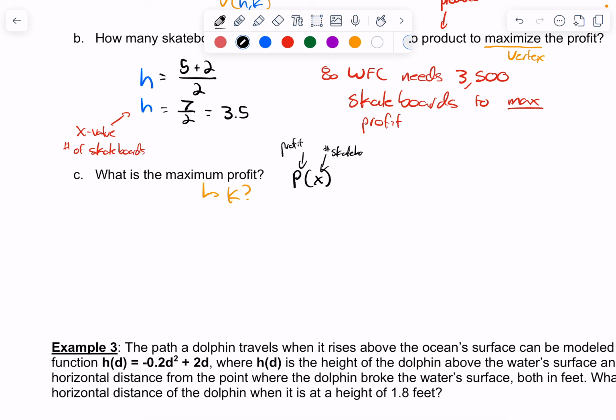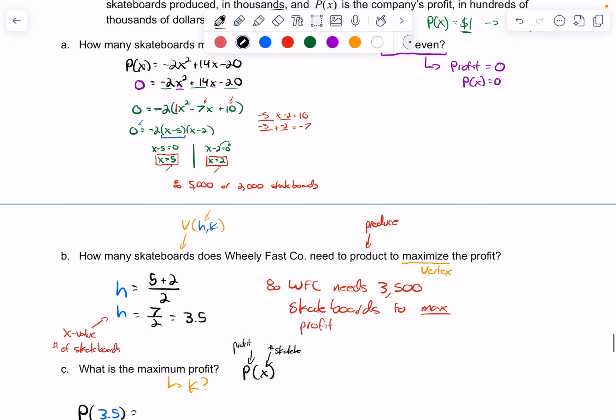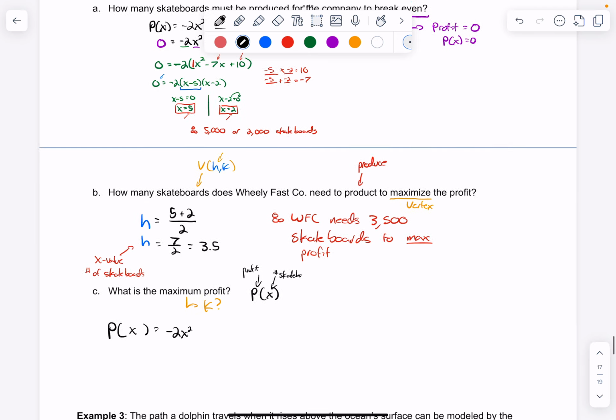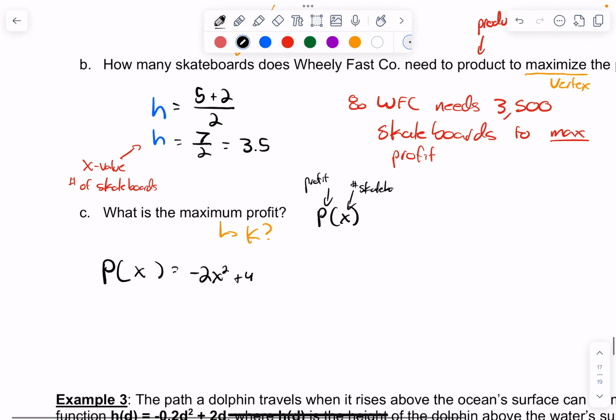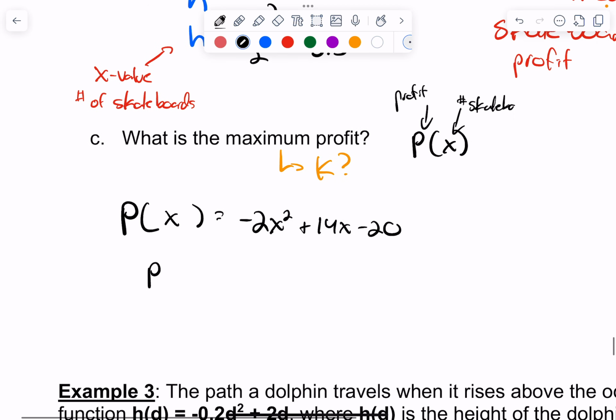So take P of x and calculate P of x at our h value, which was 3.5, okay? So calculate P at 3.5. And we'll have to use our calculator because this is not a nice number. So our P of x equation is, I'll just write the P of x first, negative 2x squared plus 14x minus 20. Okay, so now calculate P at our h value of 3.5.